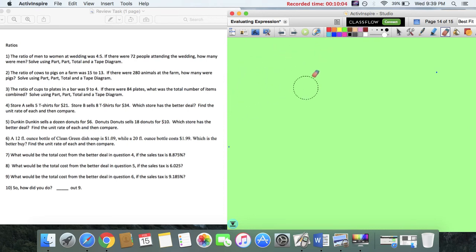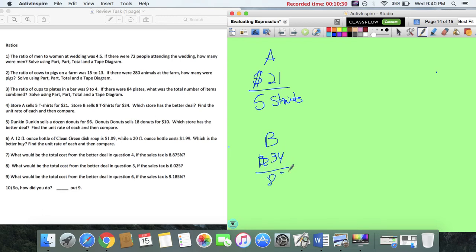Store A, so I don't need this anymore. We're looking for a better deal. Store A sells 5 t-shirts for $21. Let me write this. Store A, money on top: $21, you get 5 t-shirts. Not bad. And Store B, what do you get? $34. You get 8 t-shirts. Which one's a better deal?